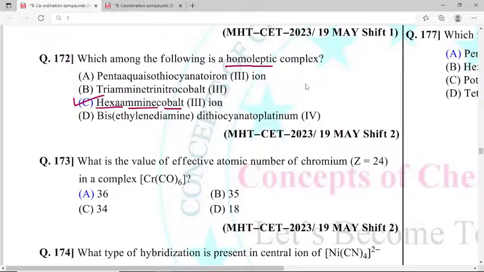What is the value of effective atomic number in the complex? Effective atomic number, okay, what is the formula here? Z minus X plus Y. So what is the Z here? 24. 24 minus X value should come as 0 plus 6, 12. So 24 plus 12, 36. So 36 is your answer.